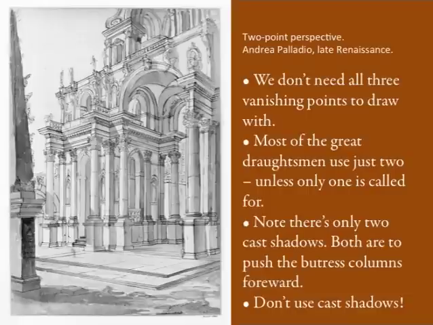I want to bring your attention to something else here. See that Palladio uses only one light source and a single tone of shade. Palladio also only uses cast light shadows twice in this very complex drawing, and in both cases he uses it very specifically to clarify which elements jut forward. Otherwise, he just avoids cast shadows, and I suggest you do the same. Keep the light simple.